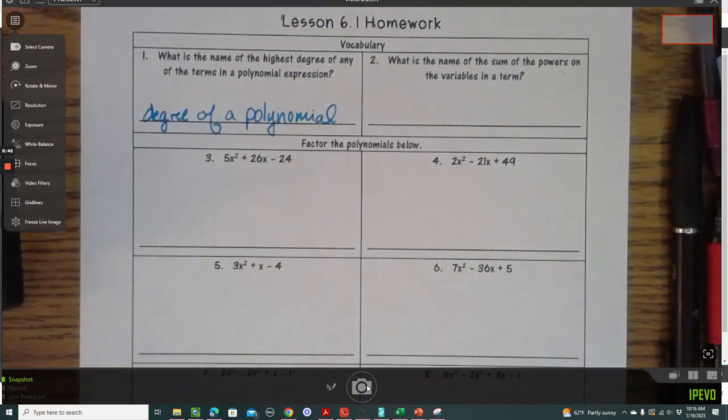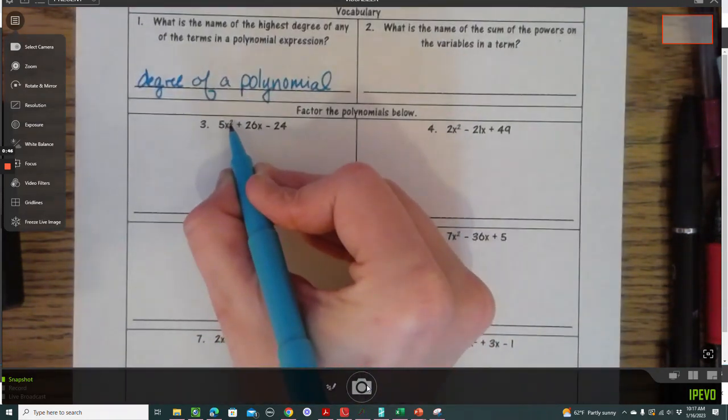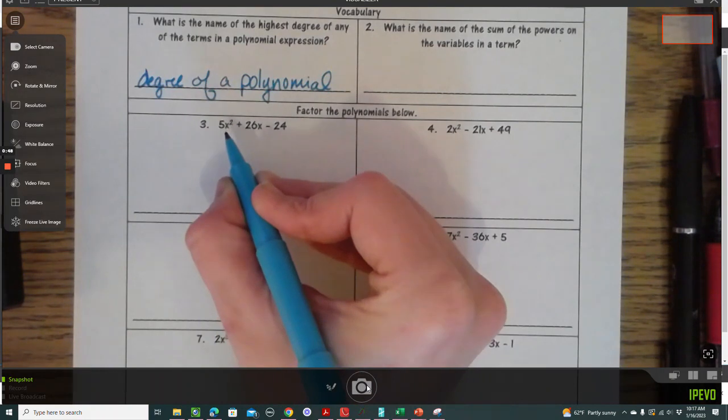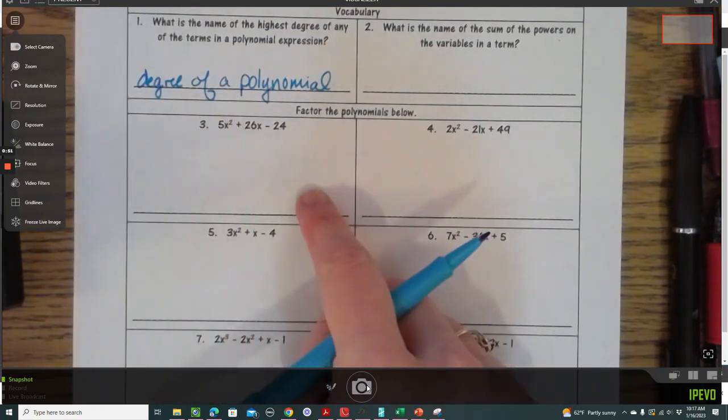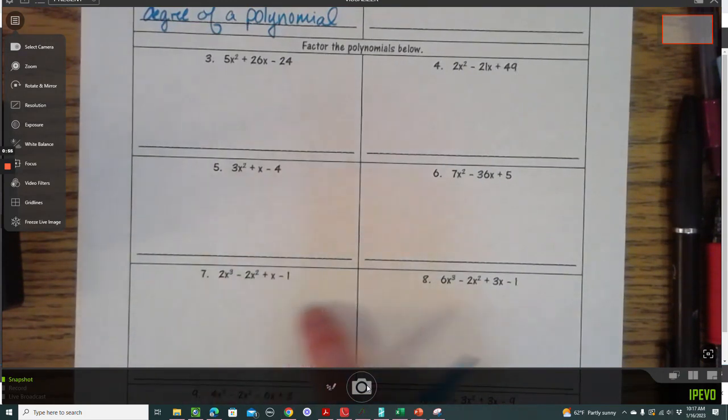Degree of a polynomial. That's like this right here. So the highest degree is 2, the highest exponent is 2. This is a degree 2 polynomial. Highest exponent here is a 3. So this is a degree 3 polynomial.